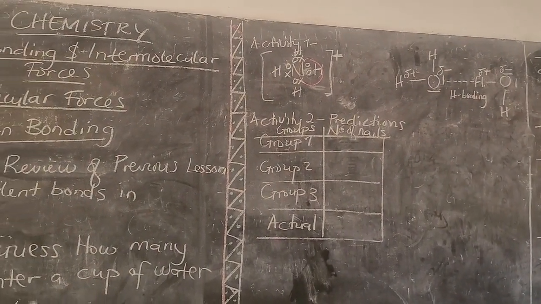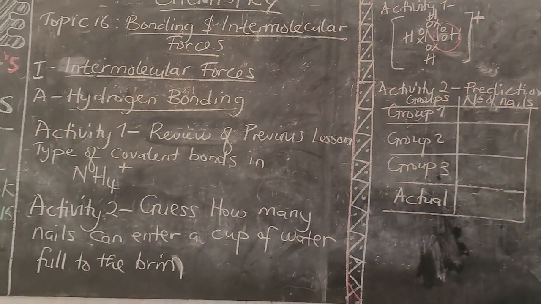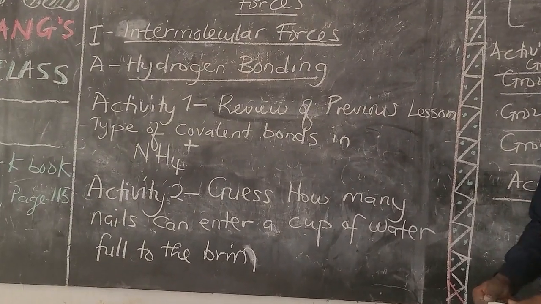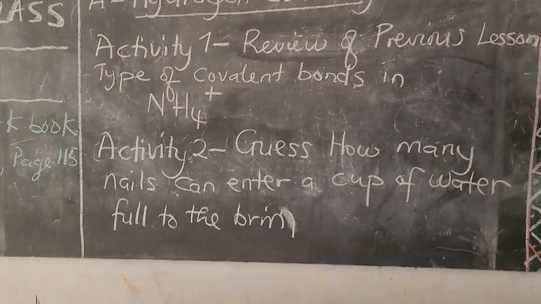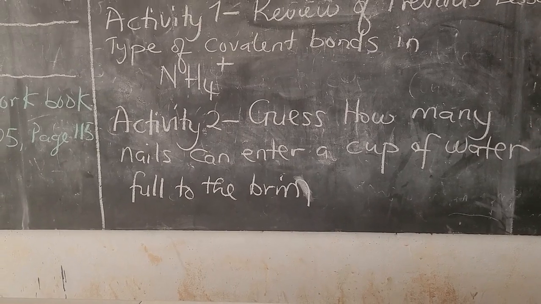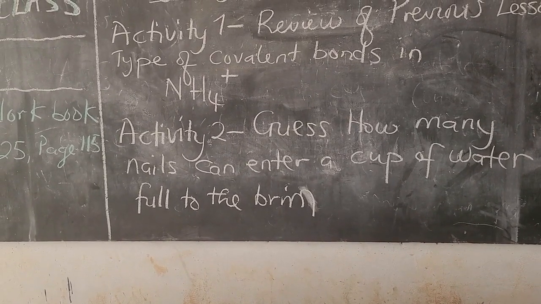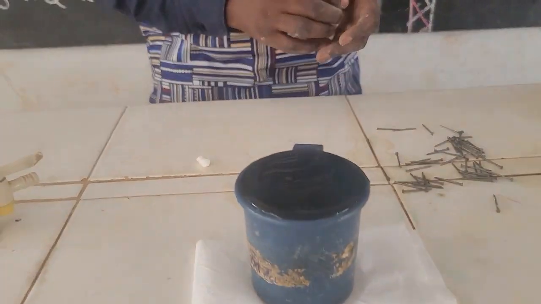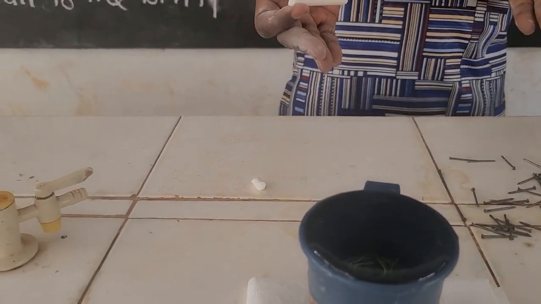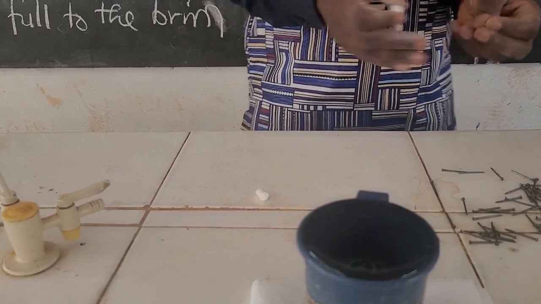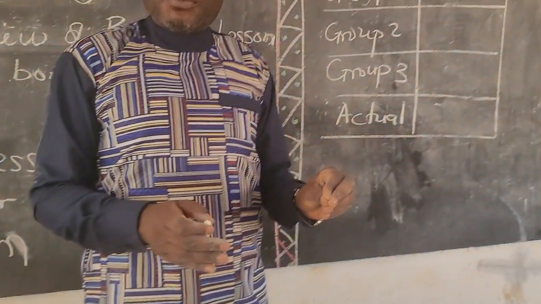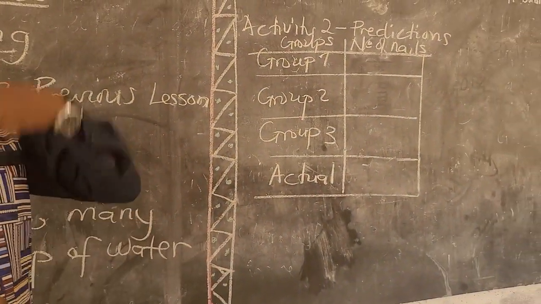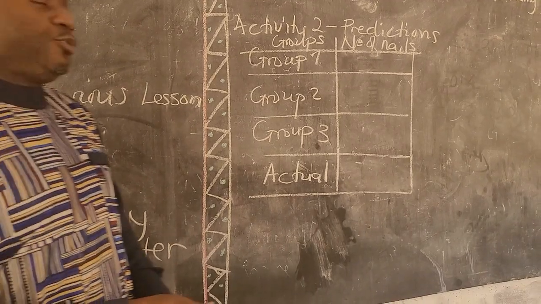We are going to move on from there and go on to our next activity, which is to guess how many nails can enter a cup filled with water to the brim. This is our cup here, and we have our nails here. But before we start filling the cup of water with the nails, I would like you to predict how many nails can actually enter the cup before the water spills on our tissue paper.